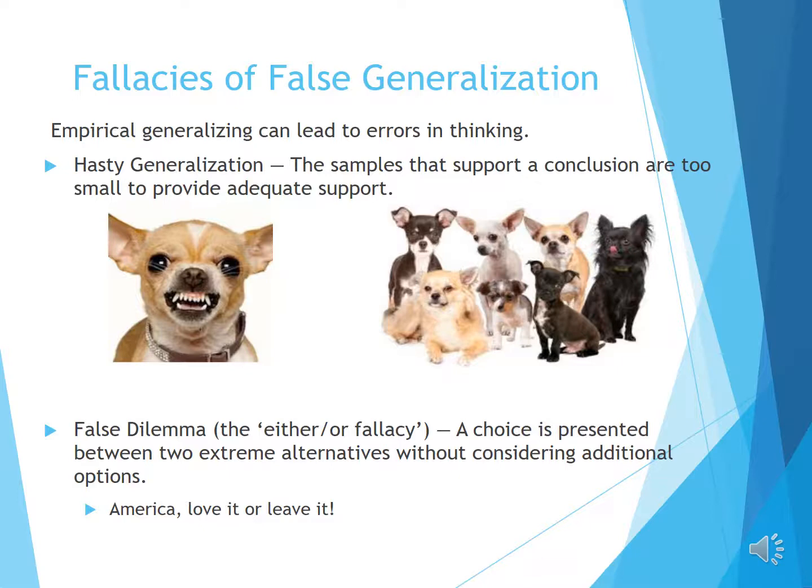A false dilemma, or an either-or fallacy, happens when a choice is presented between two extreme alternatives without considering additional options. For example, America, love it or leave it. Of course, there are many options that don't involve loving it or leaving it.